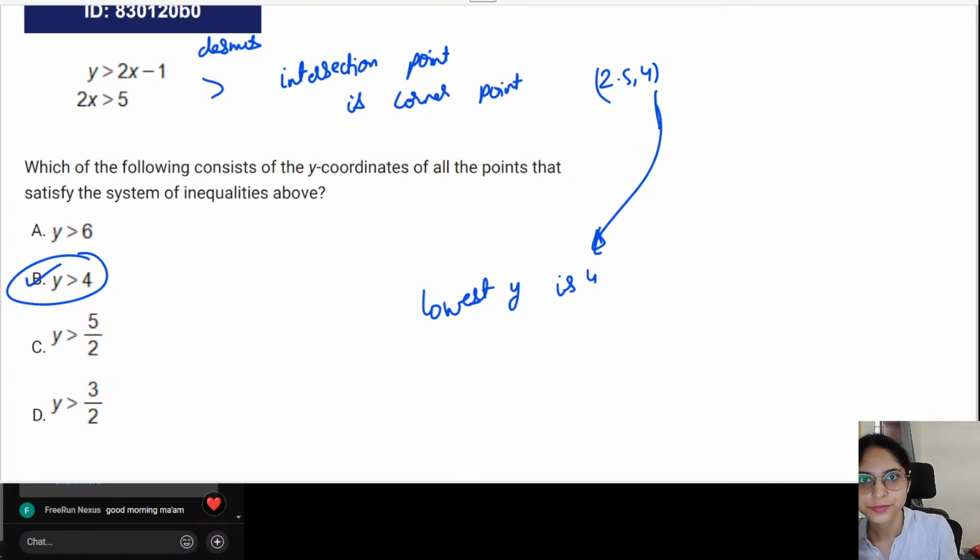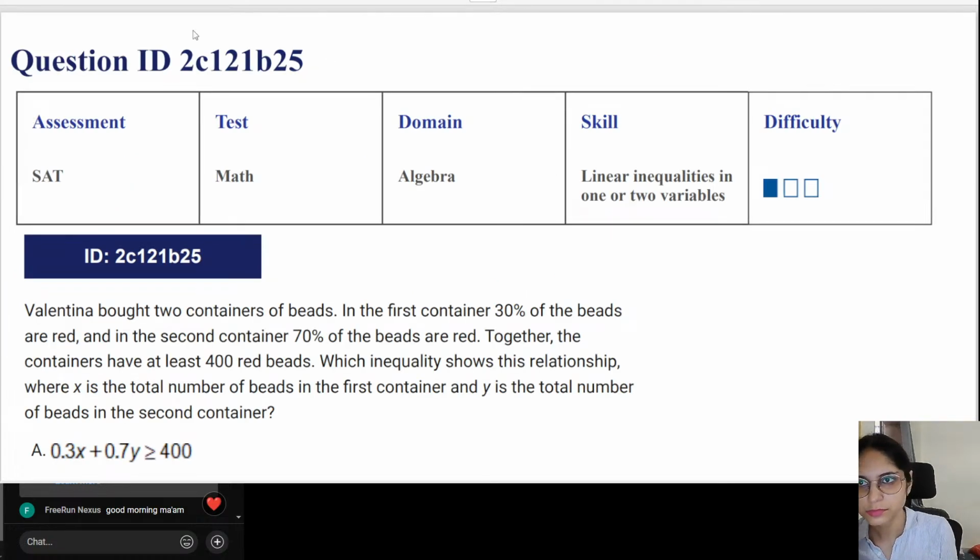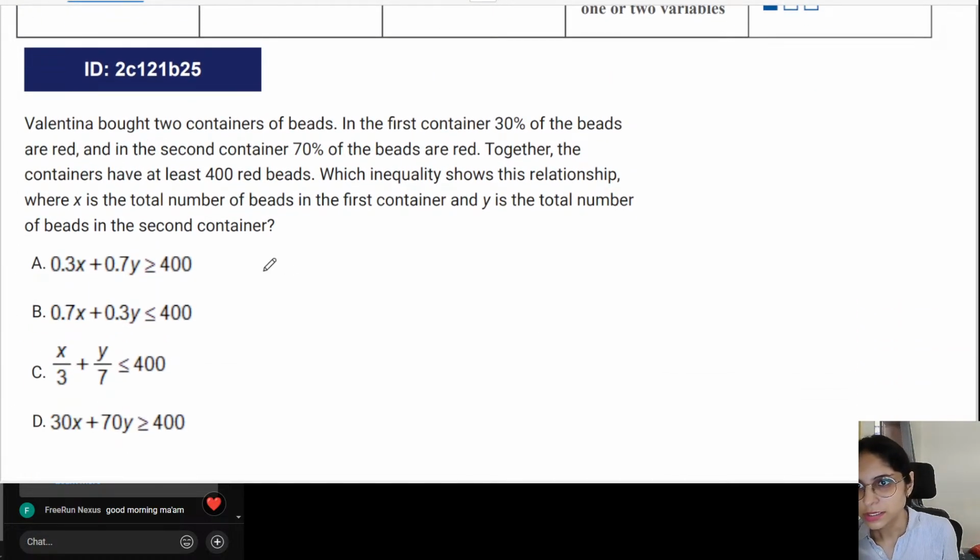Question number 5. Now we are doing the word problems. Valentina bought 2 containers of beads. In the first container, 30% of the beads are red. And in the second container, 70% of the beads are red.